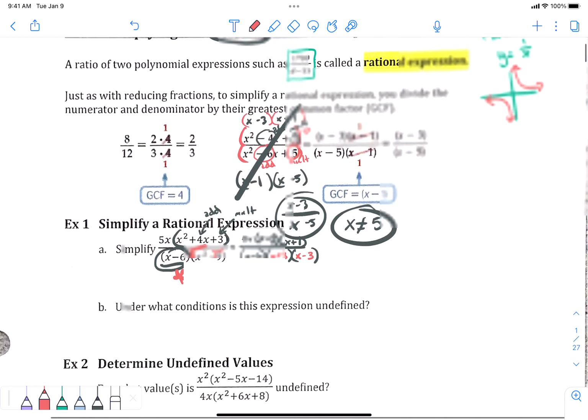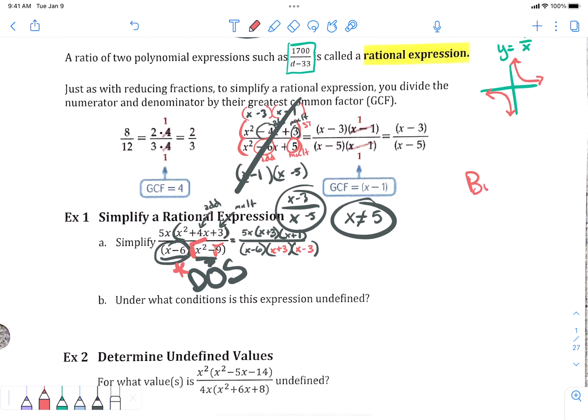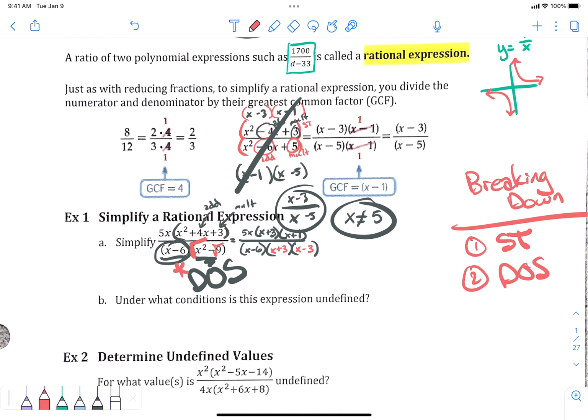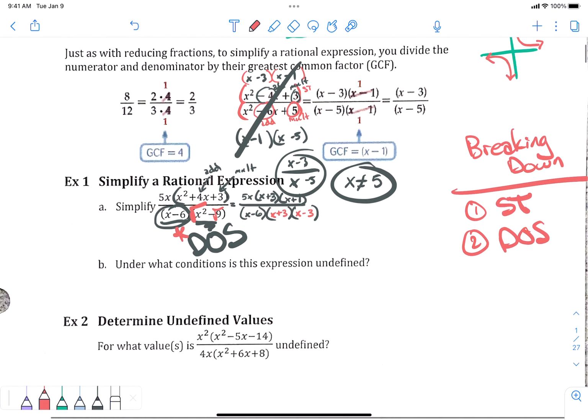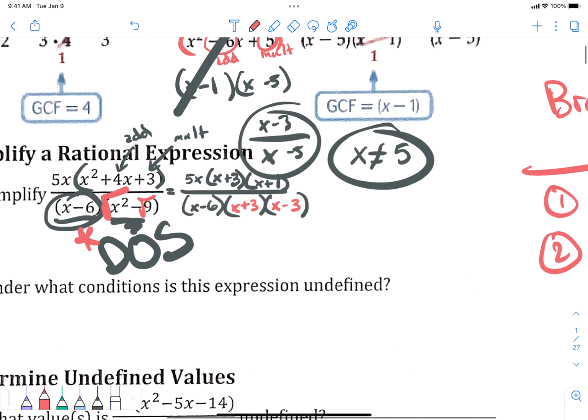All right, so make a list off to the side over here. Breaking down. Number 1, we could factor as a simple trinomial. Number 2, we have difference of squares. These are all factoring methods, breaking stuff down. Simple trinomial, difference of squares. All right, let's go back to our example here.